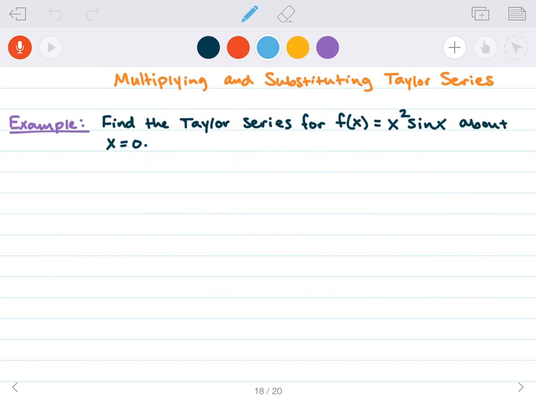All right, let's do some more clever tips and tricks. Find the Taylor series for x squared sine of x about x equals 0. How do we do it? Well, it's not so hard. We know that the Taylor series for sine of x, centered at 0 by the way, is x minus x to the 3 over 3 factorial plus x to the 5th over 5 factorial minus x to the 7 over 7 factorial plus dot dot dot.